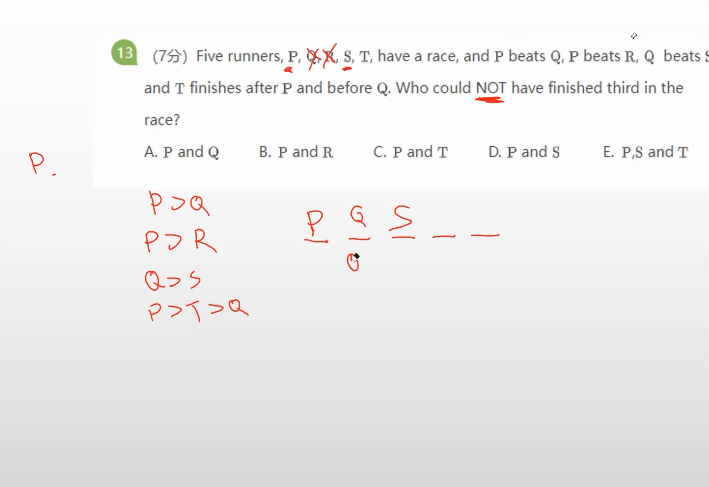And lastly, let's try out T. If T is in third place, we know P beat T, and T beats Q, so Q can be here. We know Q beat S, so S has to be last place. P beat R, R can be anywhere, R can be here. So T can finish in third place. So now, by trying them out, you know that only two work. So the answer is just P and S.